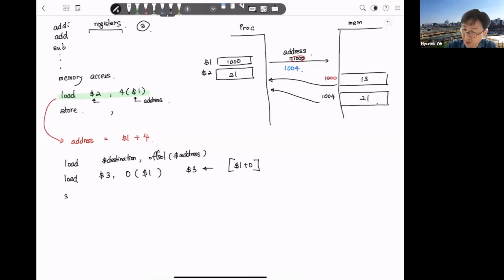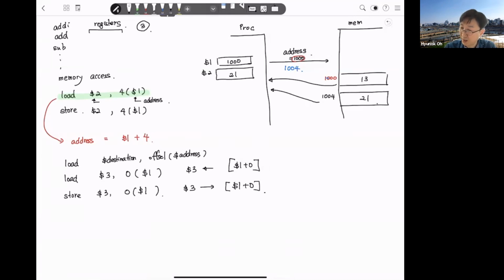Okay, store instruction. The format is the same. $2, 4, $1, like this. $3, 0, $1. So the format is the same, but the direction is opposite. $3's value is stored into that address.